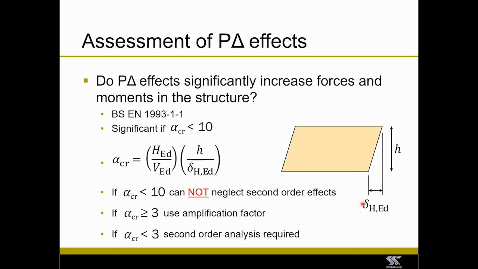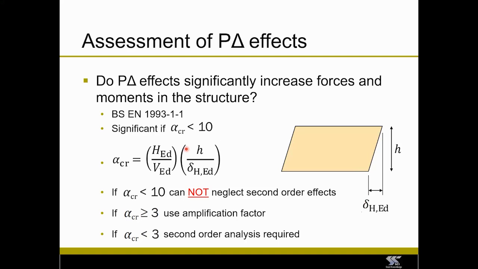Now we can calculate an alpha crit for each story of the structure, and then we would look to see which is the lowest value of alpha crit that we obtain. Typically that's often at the lowest story, but it might not be, so each story needs to be checked. And then the value of alpha crit determines whether or not we can ignore the second order effects or whether we can't ignore the second order effects.